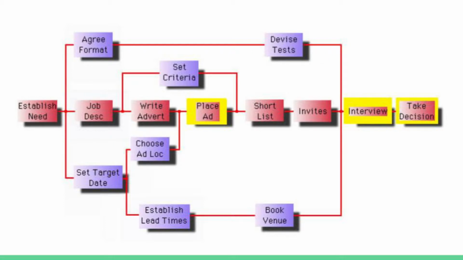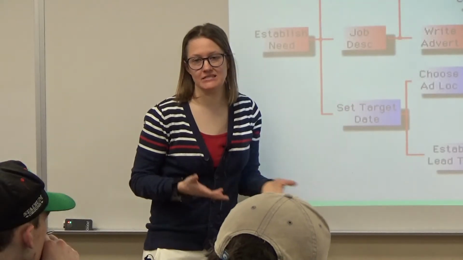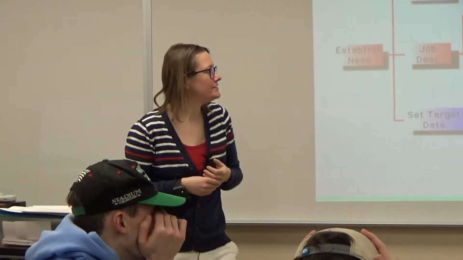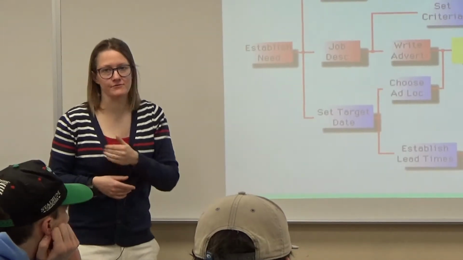So here's an example of a PERT chart for hiring somebody for a job. You can see that there is a critical path here that has the most things that need to happen in order. But there are also some parallel tasks that can happen. So you can be working on format while you're writing the text itself of something, right? So certain things can happen at the same time, and certain things have to happen one right after the other.